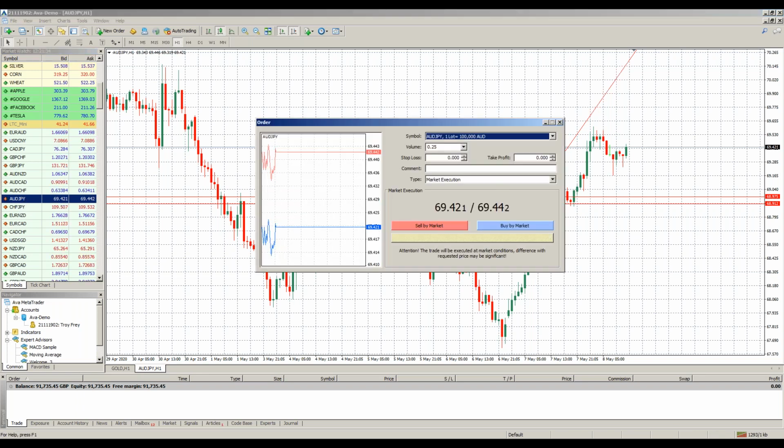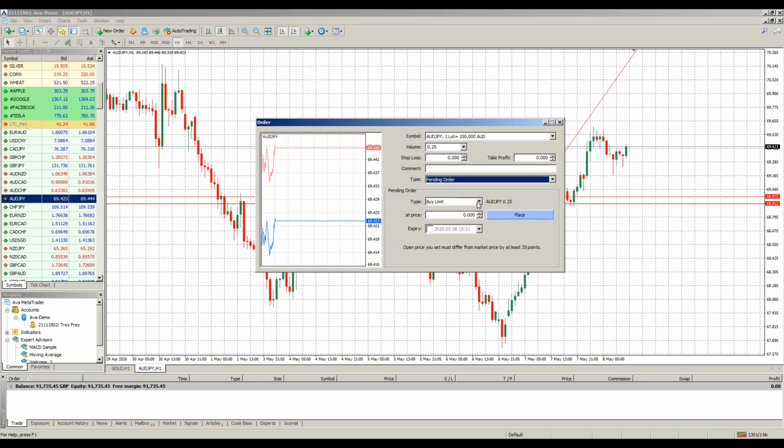How do you do that? Switch market execution to pending, make it a buy stop, and you put the price that you want it to buy from. If it breaks through the resistance, you have a price above the resistance for it to buy. You can put your stop loss just back below the resistance, only risk a little bit, and your take profit maybe up at the first next resistance level.